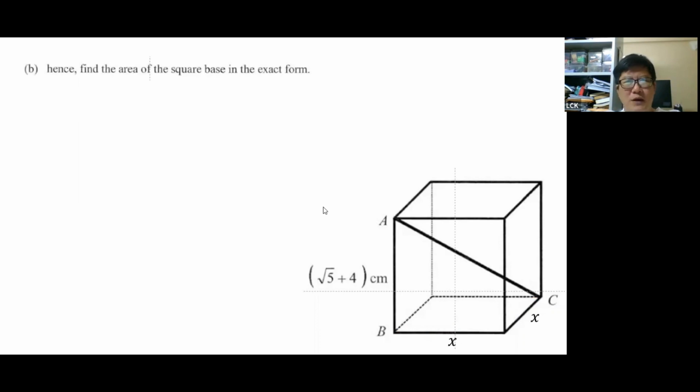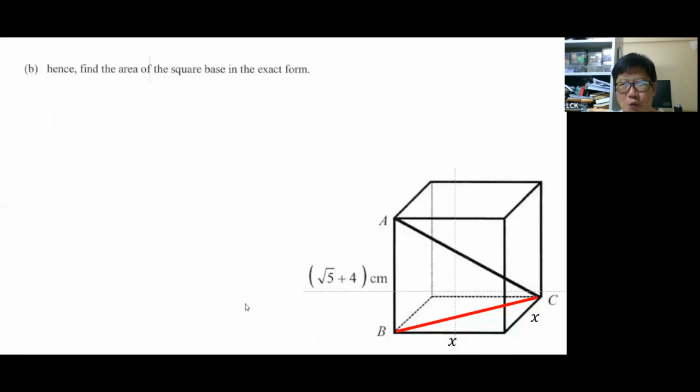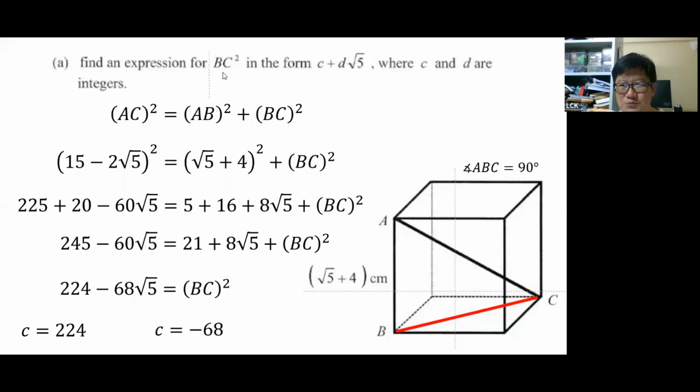Now, to find the area of the square base, I'm told it's square. So square means the length and the width are the same. So x and x. I'm putting x and x here because I've been told that this is the base. So the area is x times x, which is x squared. But from Pythagoras Theorem, I know that x squared plus x squared equals what I have found here, the expression for BC squared, which is 224 minus 68 square root 5.